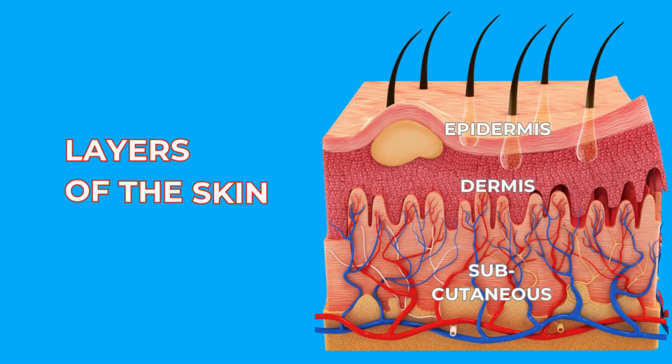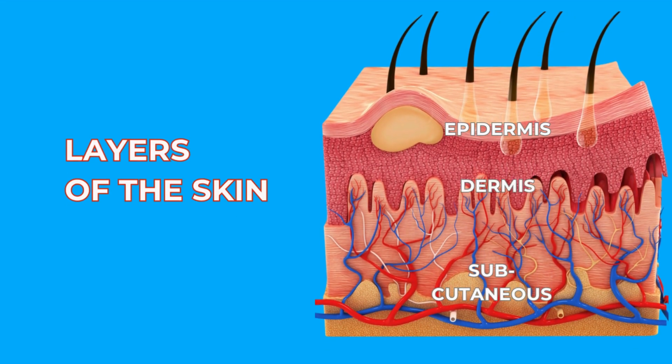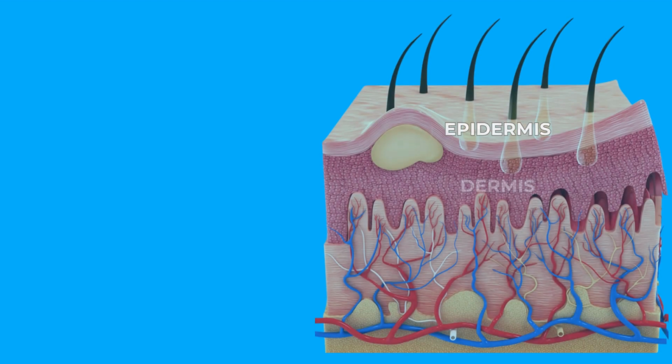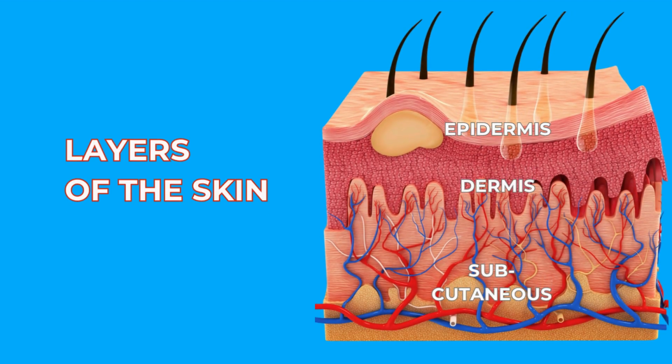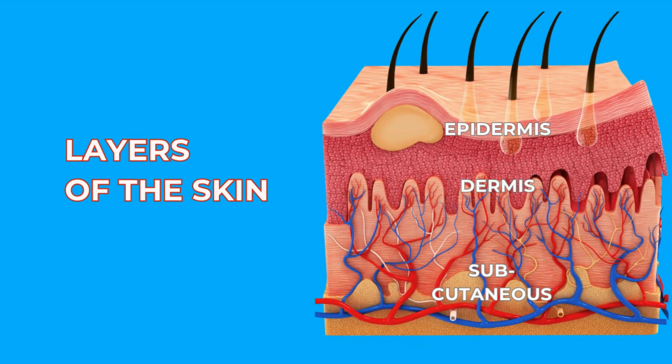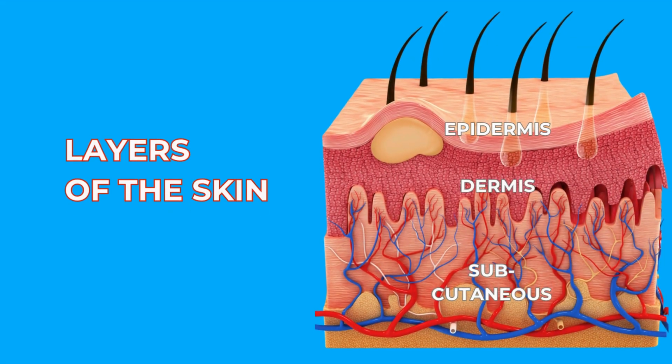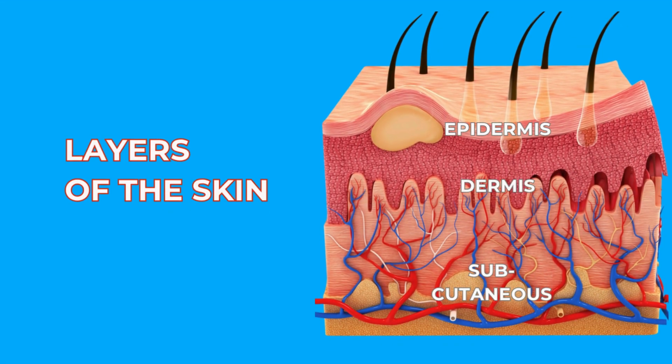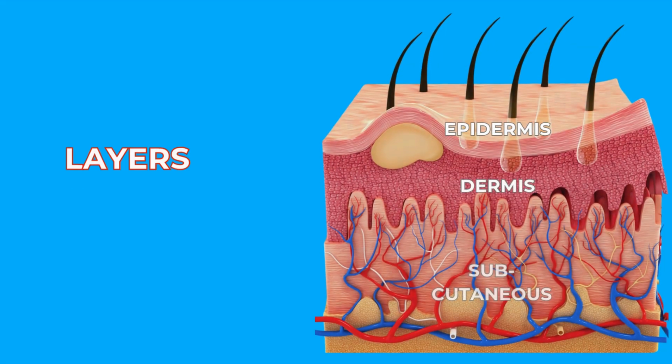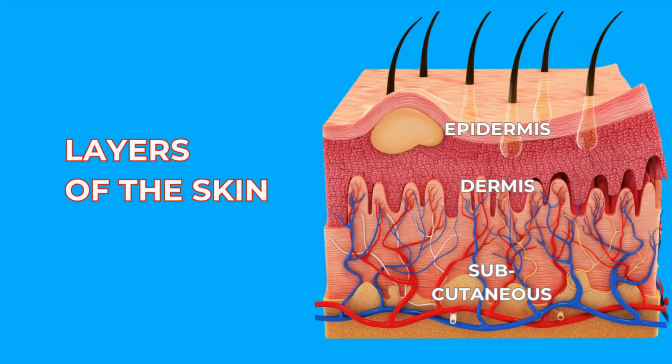The skin has three main layers: the epidermis, the dermis, and the subcutaneous layer. The epidermis is the top layer and contains melanin, which gives skin its color. This is the layer we must protect, especially in darker skin types, because melanin can absorb laser energy and overheat.